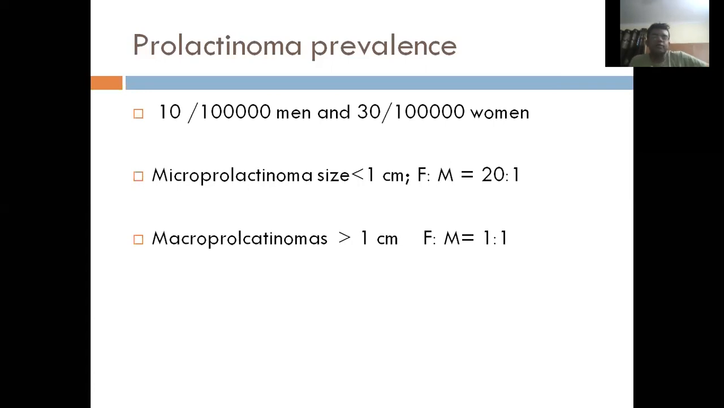So microprolactinomas are prolactin producing tumors which are less than 1 centimeter in size. And these are much more common in females, 20 times more common in females. But if you talk about the large ones, those are not very common, but they are equally prevalent in males as well as females, that is 1:1.